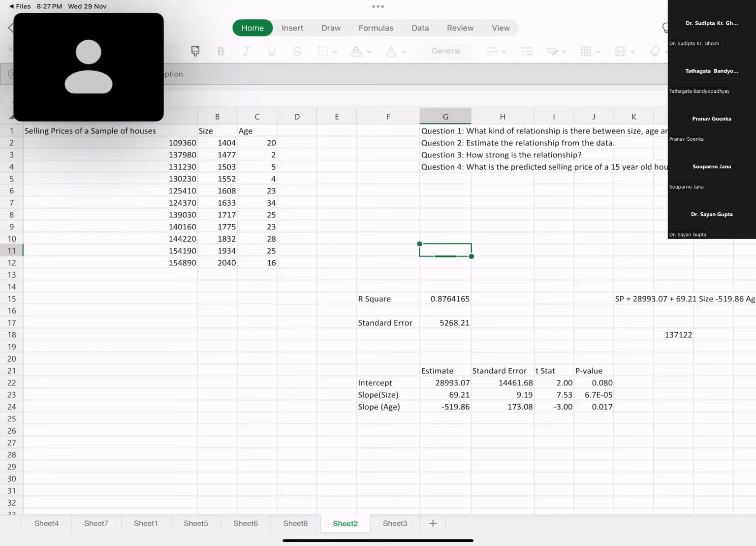So that means with size, it has a positive relationship, I would expect. With age, I would expect it has a negative relationship, okay? So estimate the relationship from the data. So how can I estimate the relationship from the data? Again, we'll do a similar kind of thing what we have done previously, exactly similar thing.